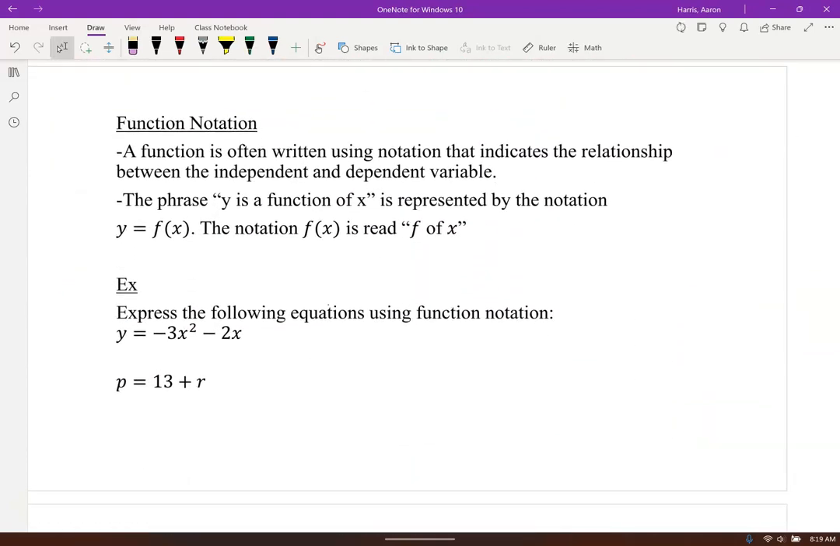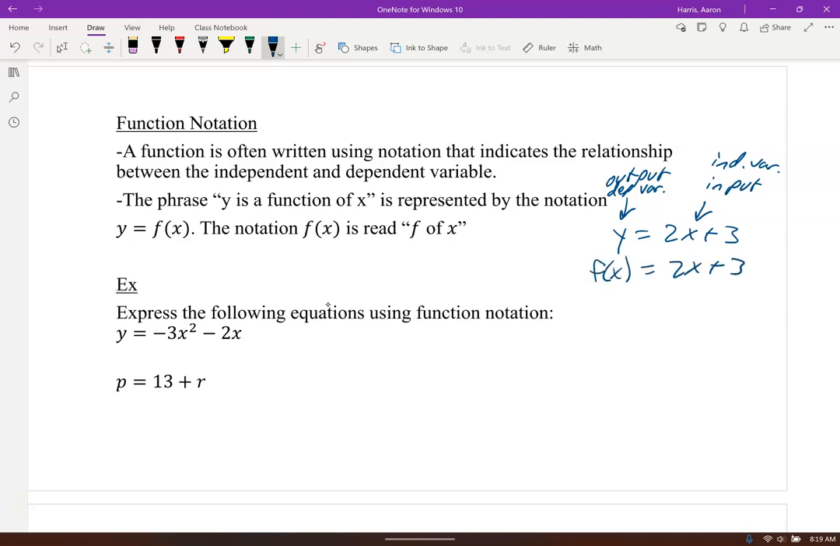Now, function notation. So for example, if you have y equals 2x plus 3, x is the input, or the independent variable. Whatever you put in for x will spit out some sort of y as your output, or dependent variable. Okay, and y in function notation, we're going to call f of x. So f of x is a nickname for y.